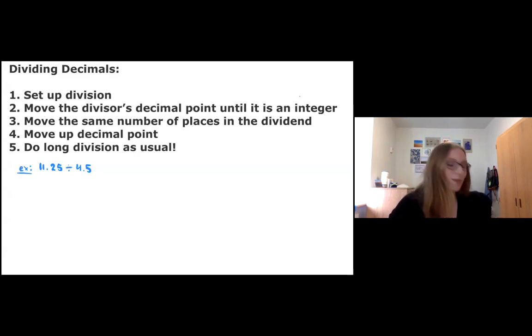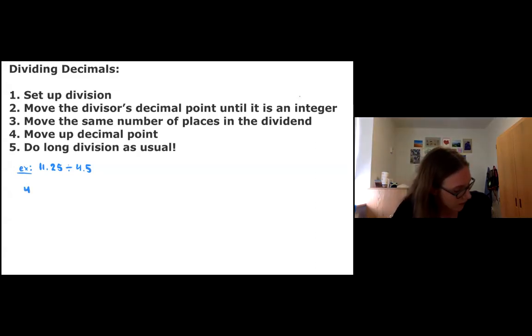So the first thing to do is to set up the division. Let's say we have this example question of 11.25 divided by 4.5. So the first thing we're going to do is put them in the division house, right? Because the divisor is 4.5, it goes outside the house, and the dividend is 11.25, and that goes inside the house.